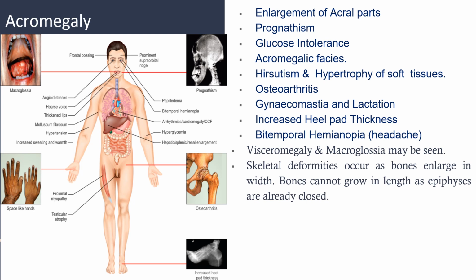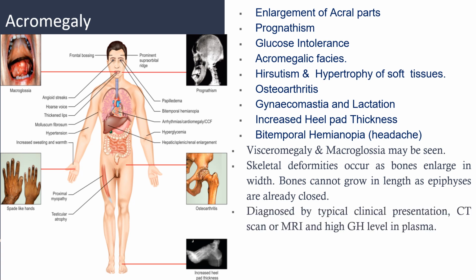Skeletal deformities occur as bones enlarge in width. Bones cannot grow in length as epiphyses are already closed. Diagnosed by typical clinical presentation or computed tomography scan or MRI scan, and also by the high level of the growth hormone in the plasma. Surgical removal of the tumor is the best option to cure the disease.